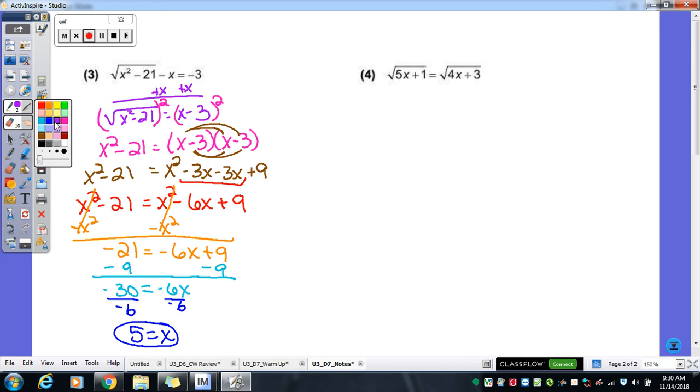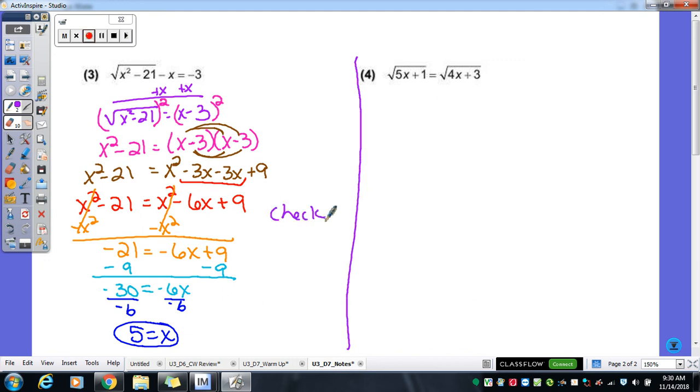So then again, we just have to check our 5, make sure it works. So 5 squared minus 21 minus 5, we're going to see if that gives us a negative 3. So what is 5 squared? 25 minus 21 would give us a 4 under that radical sign. So then the square root of 4 is a 2. Subtract 5 from it, and we do get negative 3 equals negative 3, so it checks out. So x equals 5 we get to keep.